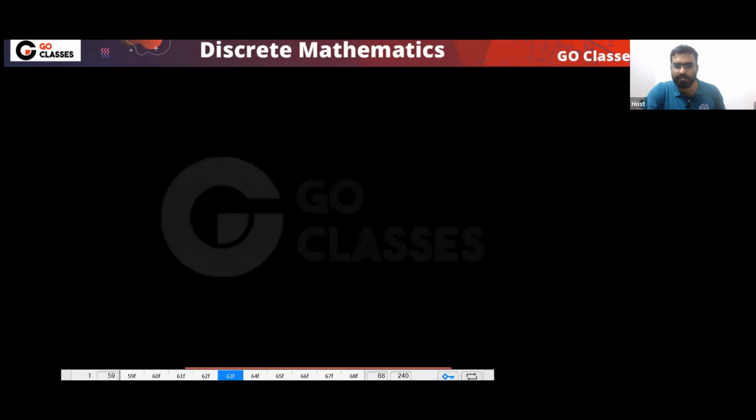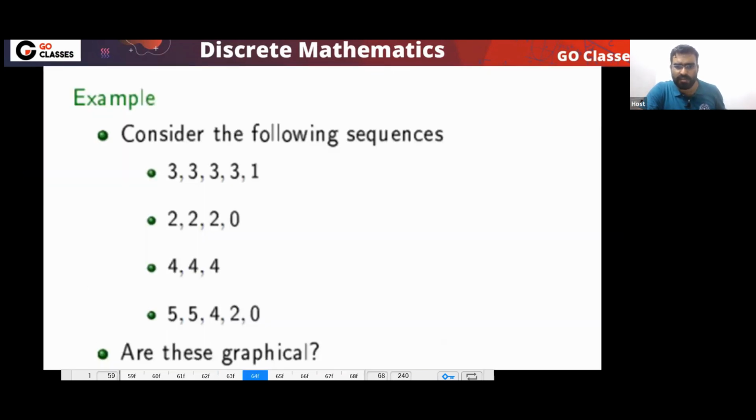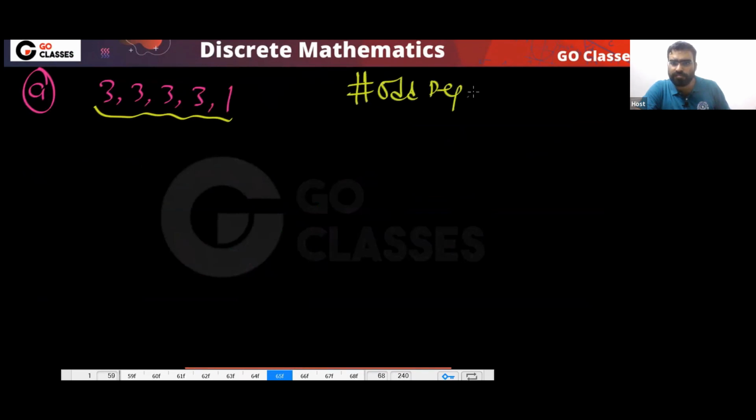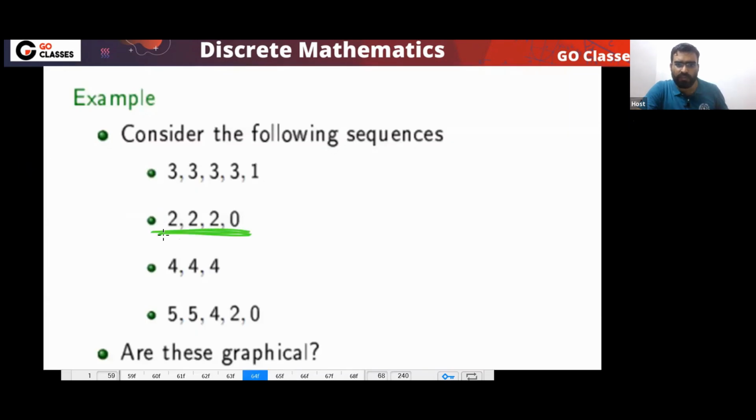So we cannot create. Let's see these questions. Can you try 3, 3, 3, 3, 1? Can you stop immediately? How many odd degree vertices do you have? 5 odd degree vertices. The number of odd degree vertices is odd, so you can stop here. I can definitely say that this is not graphic.